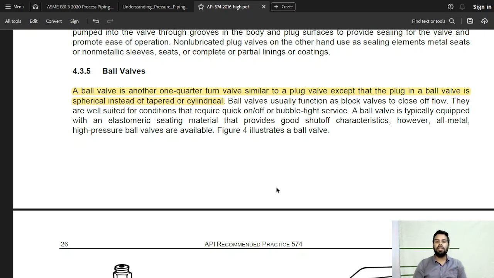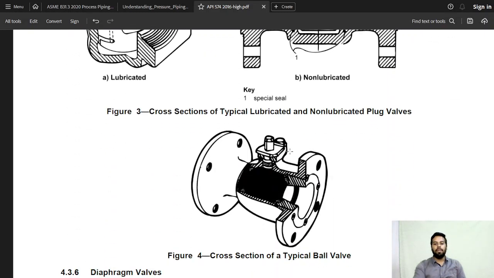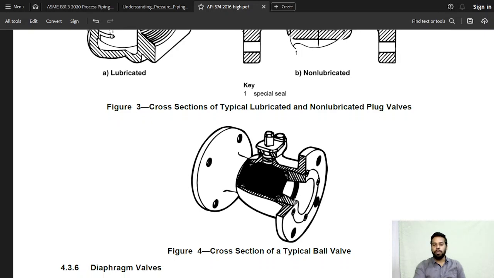A ball valve is another quarter turn valve similar to the plug valve, except that the plug in a ball valve is spherical instead of a tapered or a cylindrical plug. So you basically have a ball there. This is a ball valve. You have a ball inside. This ball will move around and your fluid can get controlled.